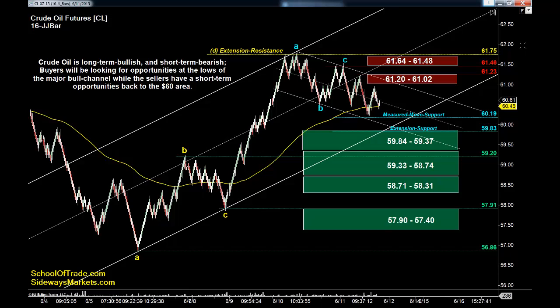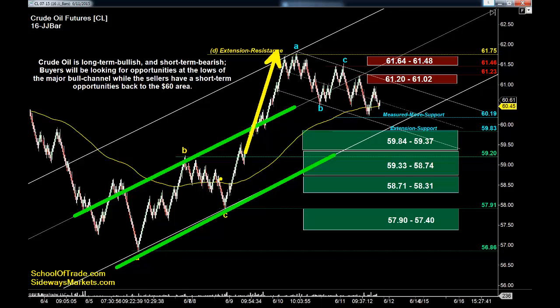Here's crude, though. Crude, long-term bullish. Remember we said on Tuesday, we had this as our channel. And we said, geez Louise, look at this huge overshoot, right? So it's got to pull back. Why does it have to pull back?